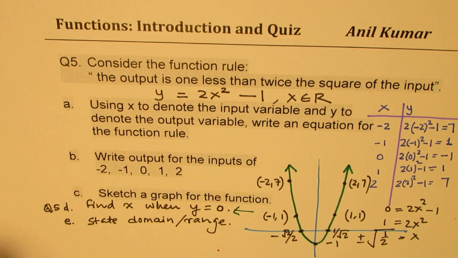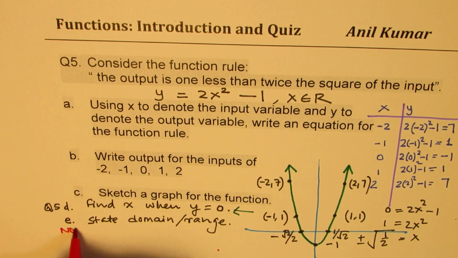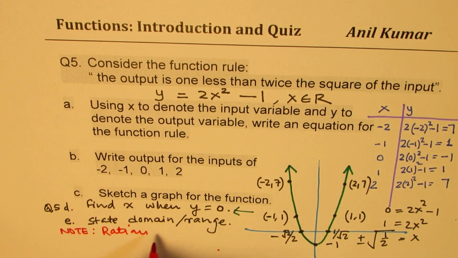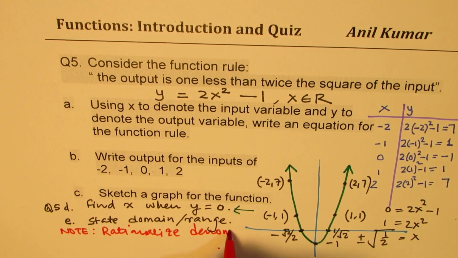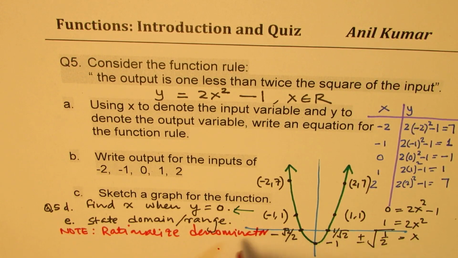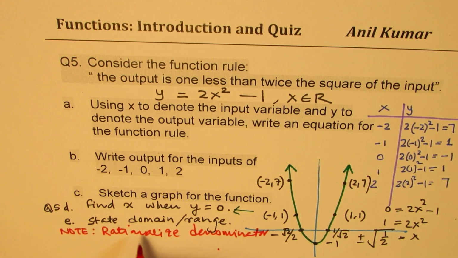So just a note, very important. Note here, rationalize the denominator. So avoid writing square root in the denominator. That is kind of a caution to you, right? So in most of the cases when we write solutions to questions and functions, we avoid writing square root in the denominator, so we rationalize them.